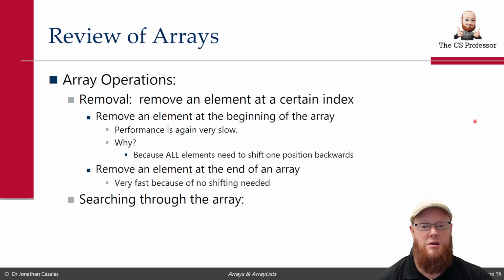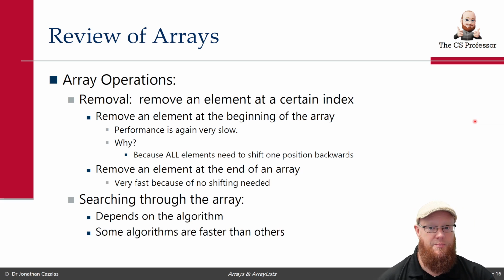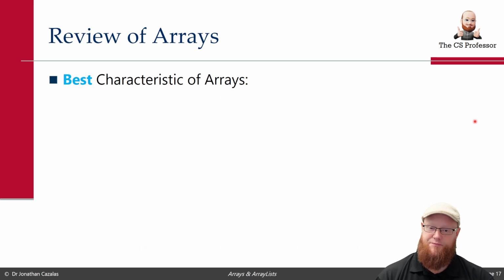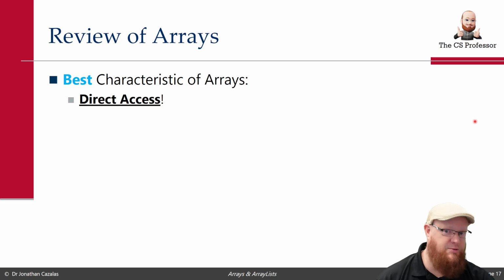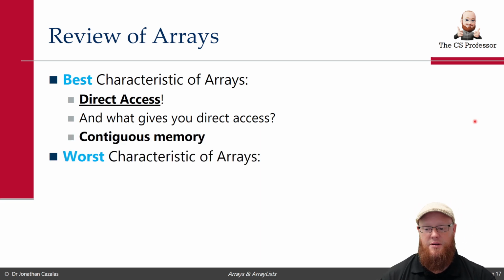We're also going to look at algorithms for searching through the array. That's going to come up really quickly. Depends on the algorithm. We're going to look at linear search and we're going to cover binary search. So, conclusion of arrays here. What is the single best characteristic of an array? Absolutely, hands down, direct access. What gives you direct access? Contiguous memory. What is arguably the worst characteristic of an array?